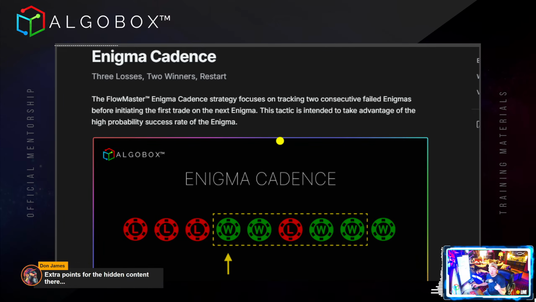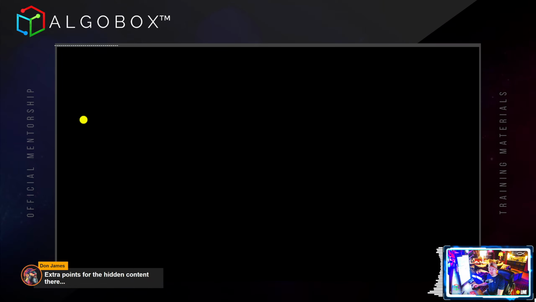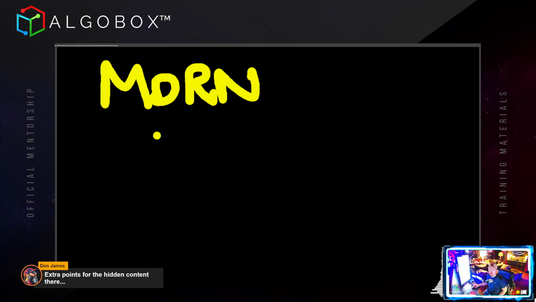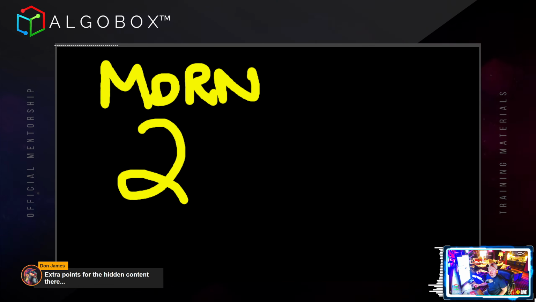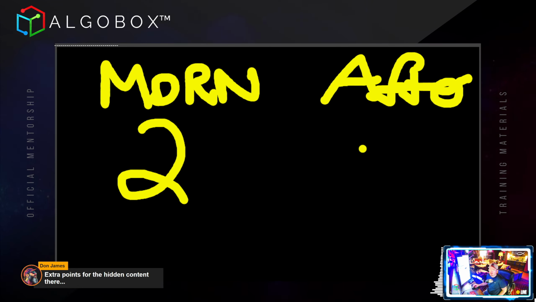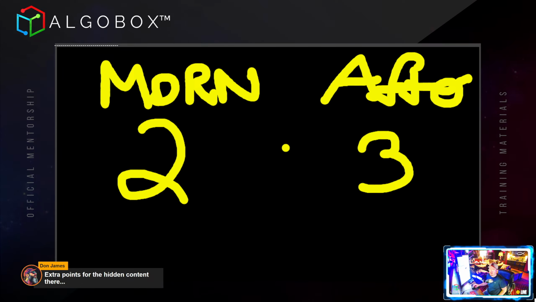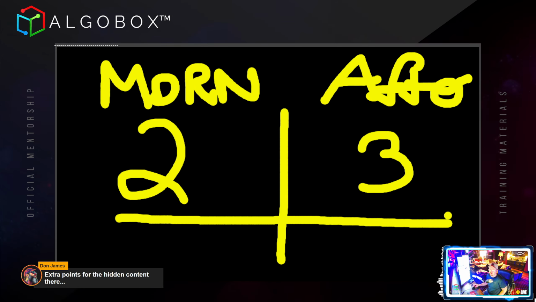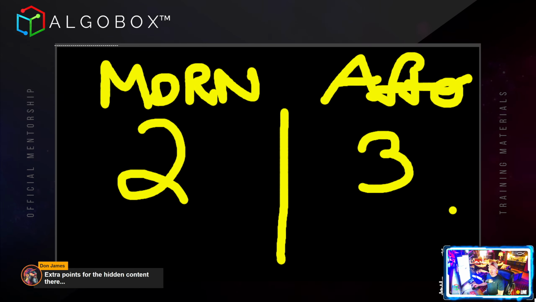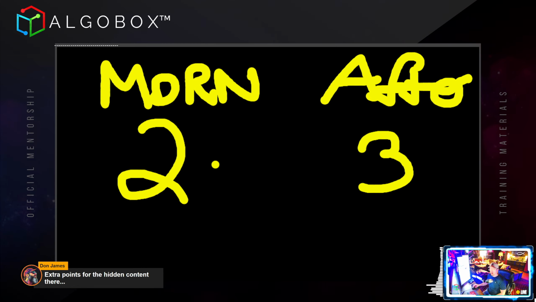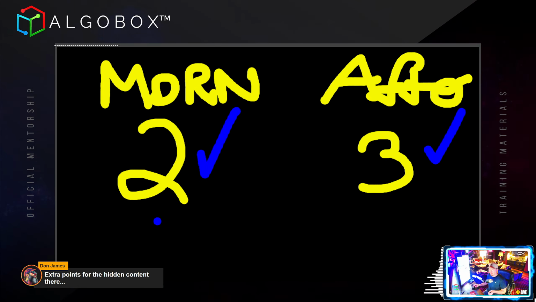So there are 2 things that you want to pay attention to, which I actually just talked about in a live stream the other day. For the morning session, I am looking for a cadence of 2. In the afternoon, I'm looking for a cadence of 3. Got it? Write those down for your notes. Write them better than my Crayola drawings. In the morning, looking for a 2 cadence. Afternoon is 3. So in the morning, I want 2 losers in a row.